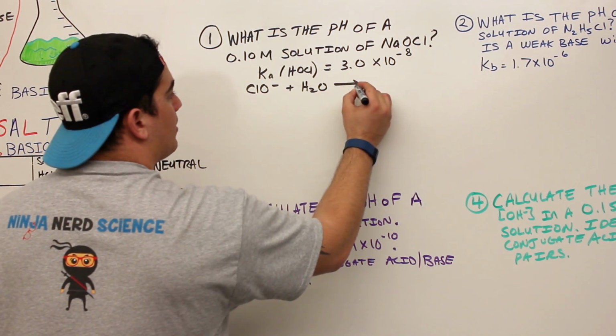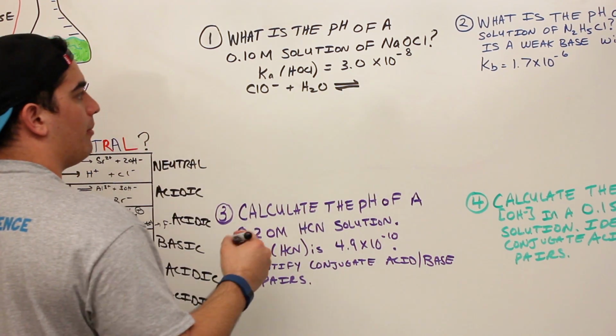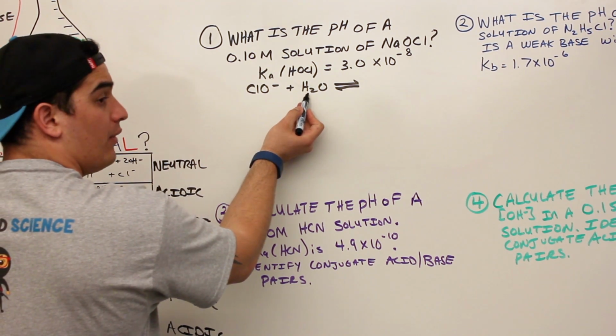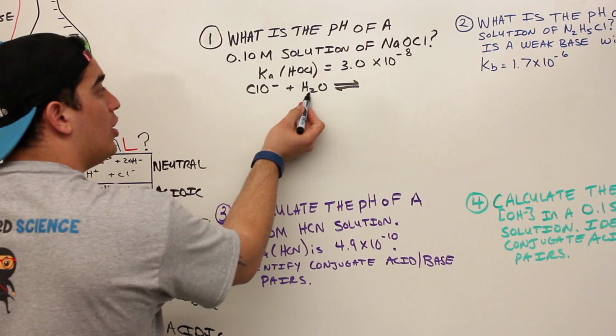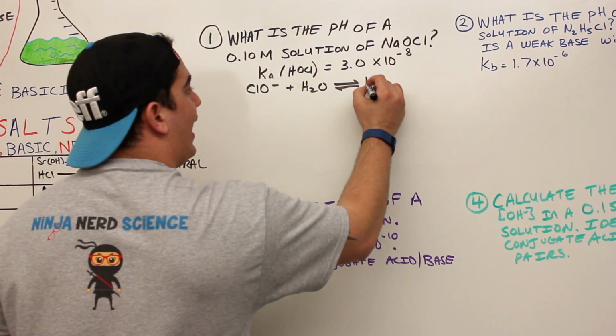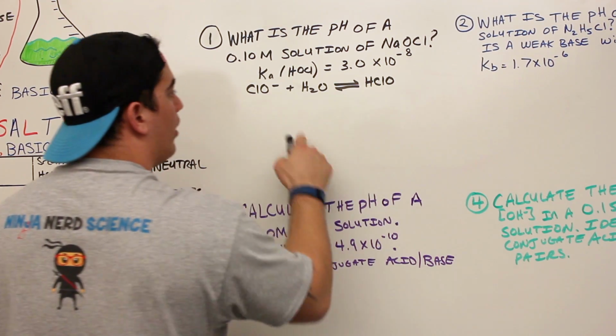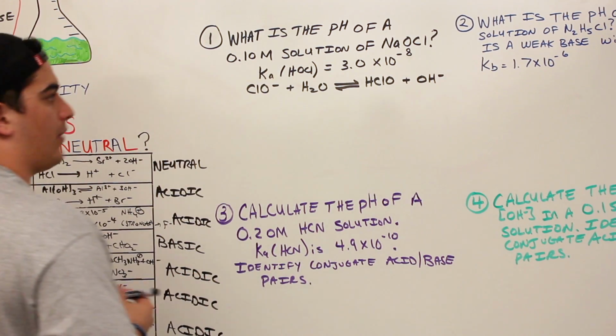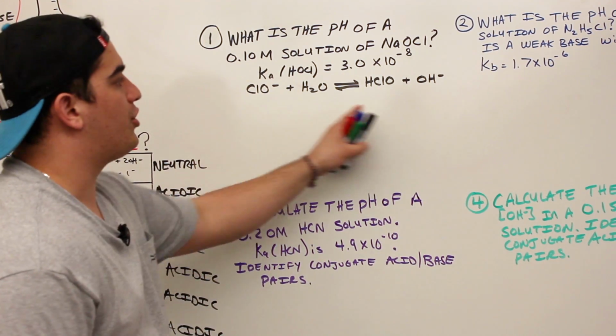It's a double arrow, meaning it can be in equilibrium. The water is going to act as the acid, because it's amphoteric: it can act as an acid and a base. It will donate a proton, and the ClO negative will accept that proton, so it becomes HClO, and the water becomes OH negative. Cool, so we have our equation here.